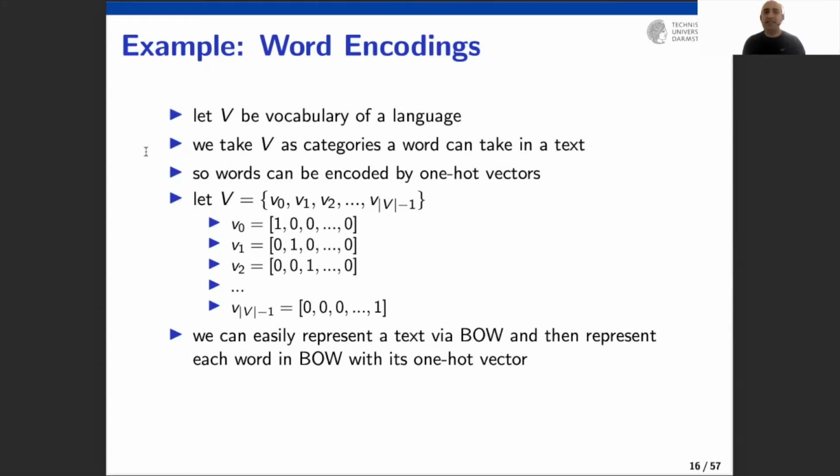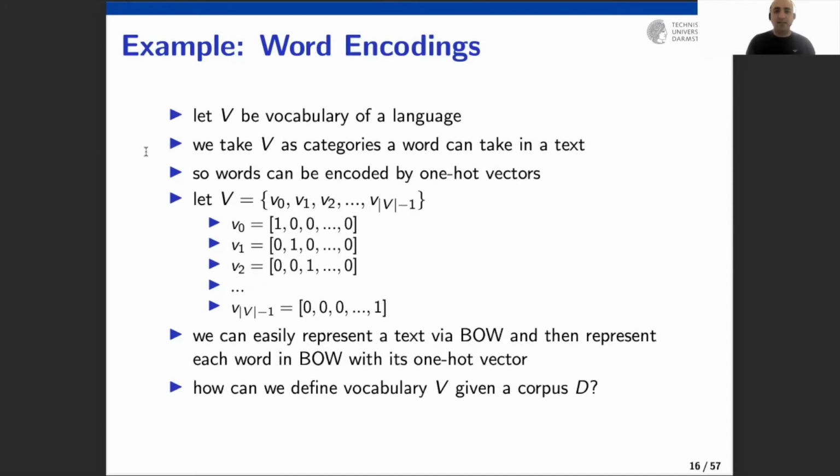In this way, we can easily represent the text by a bag of words and then represent each word in the bag of words with its one-hot vector. So we can say which word appeared in the text, and for example, the word I, and then we say, okay, I is the third vocabulary word in the language, and we just use its one-hot vector to represent I with a vector. Okay, so now the point is how can we define vocabulary V given a corpus D?